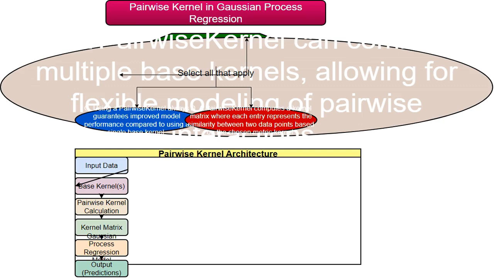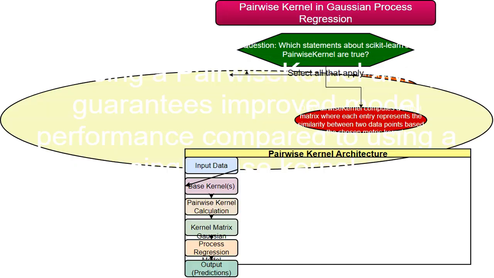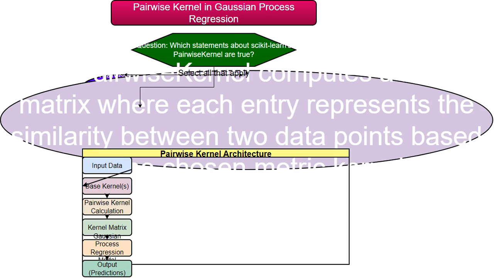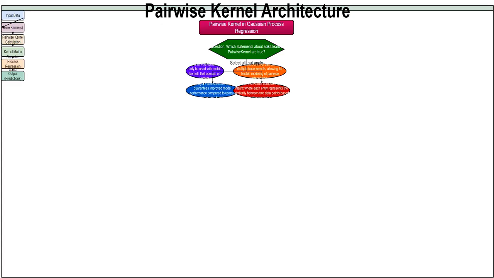This is true. The PairwiseKernel offers the flexibility to use multiple base kernels simultaneously, allowing us to capture more complex relationships in the data. This statement is false. While it often helps, there is no guarantee. The improvement in performance depends on data and the chosen kernels. This is true. That's the main job of the PairwiseKernel. It calculates a matrix showing how similar each data point is to every other data point, using the chosen kernel to define similarity.